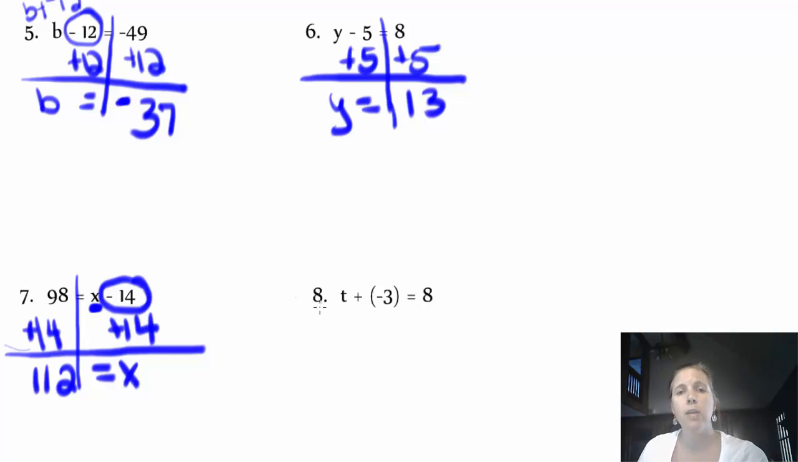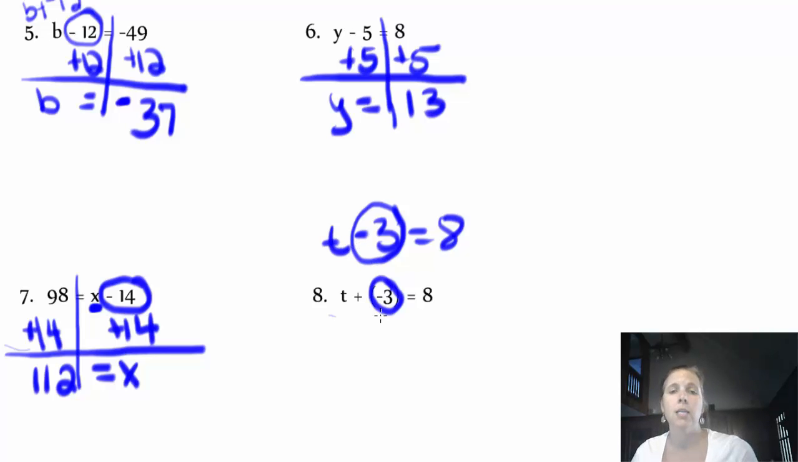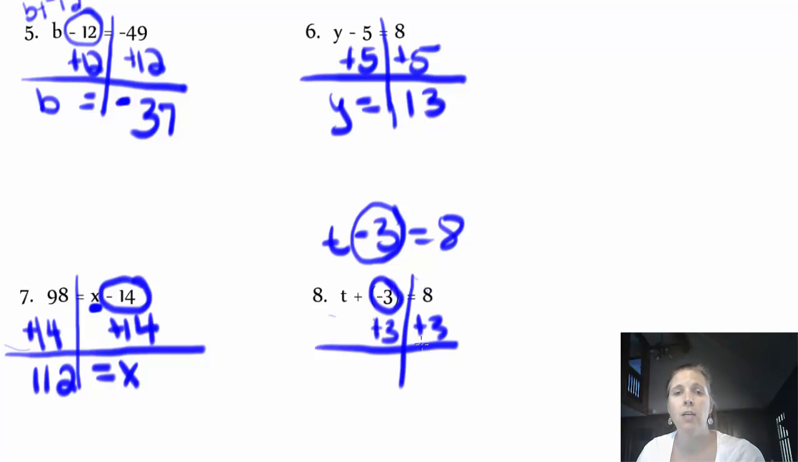Okay, so there's that. Now this one, it could be written like this: t plus a negative 3. That is the same, remember, as t minus 3 equals 8. Either way you look at it. So you look at what's in front. This one has a negative, this one you can call a minus. Doesn't matter. You're still going to add 3. What you do to one side, you do to the other. This becomes 0. T equals 11. There you go.